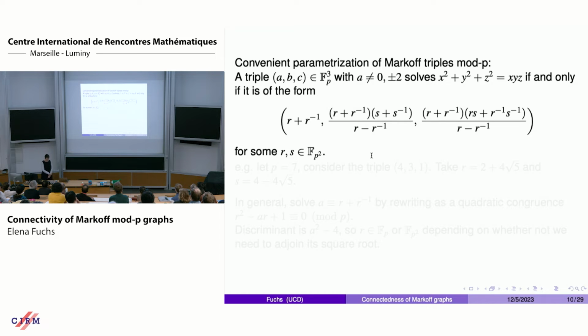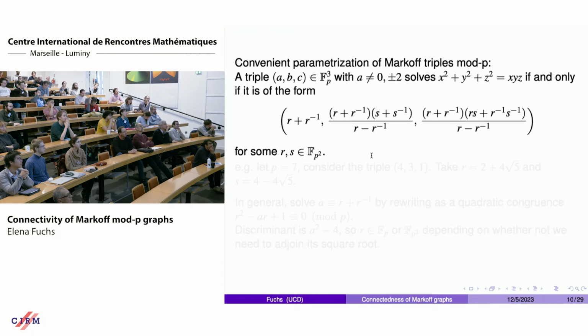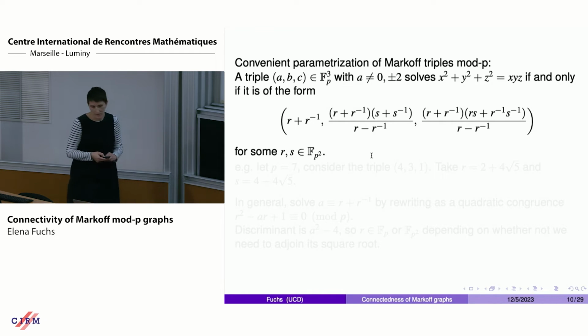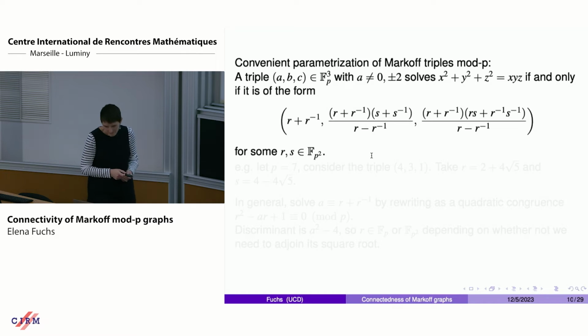So here's a parametrization of Markoff triples mod P. If you have a triple where A is not 0 and also not plus or minus 2, this plus or minus 2 is exactly the situation where you get your rho, I guess 1 in this case, has order P or 2P. So we'll ignore that case. This solves this equation if and only if you can write your triple in this way for some R and S in FP squared.